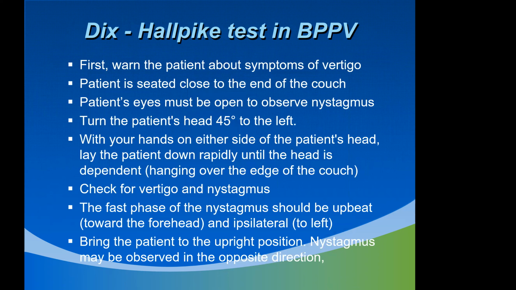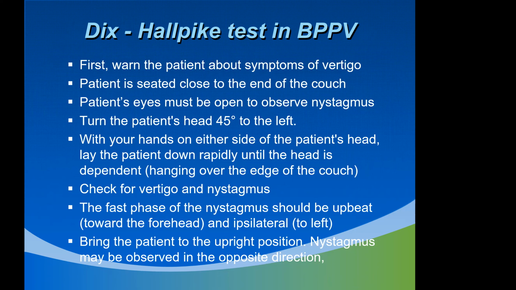Okay, the Dix-Hallpike test. This is very important for BPPV. First, warn the patient about the symptoms of vertigo. The patient is seated close to the end of the couch. The patient's eyes must be open to observe the nystagmus; if you close his eyes, you cannot look for nystagmus. So I stand by the side of the patient. His seat is brought almost to the end of the table, and then he has to lie down with the head outside the table. And eyes open.